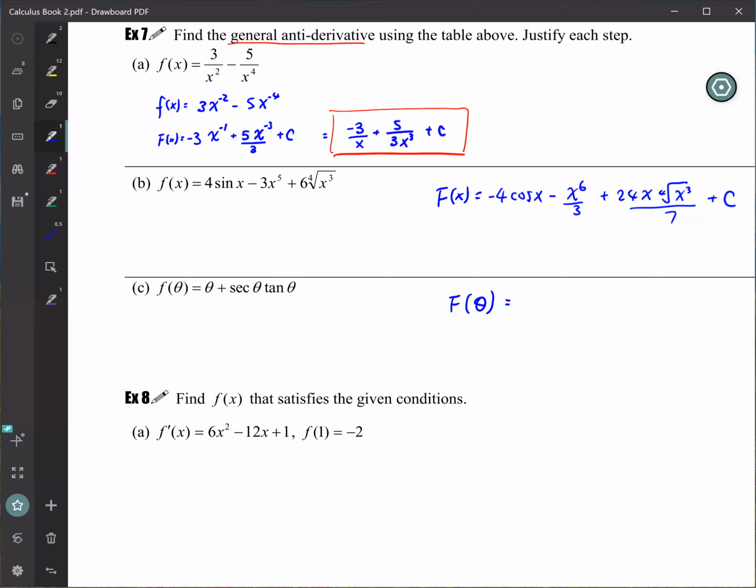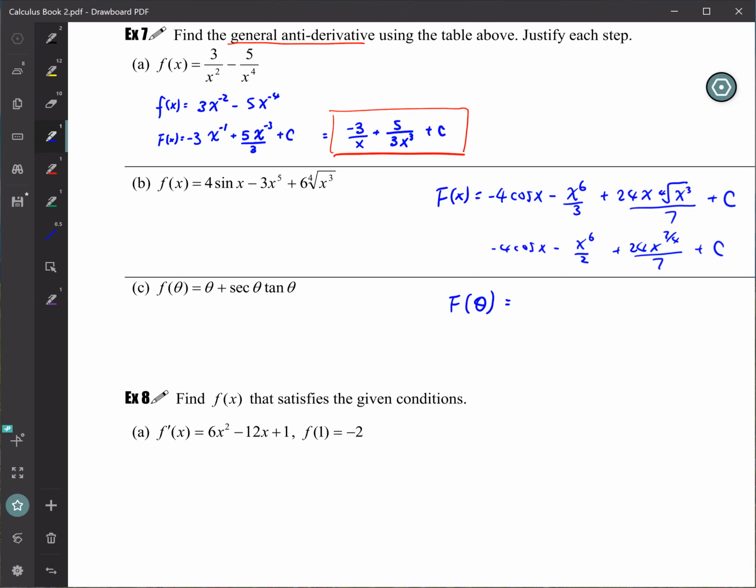Wait, I got something different. Okay, what do you have? I have the same -4 cos x, and then I got minus x to the 6 over 2. And then plus 24x to the 7 over 4 over 7 plus c. Okay, all right. So if you want to check this, the easiest way is to prime it again.